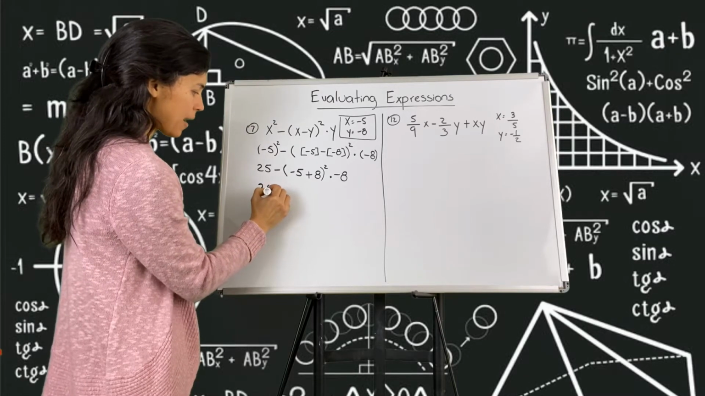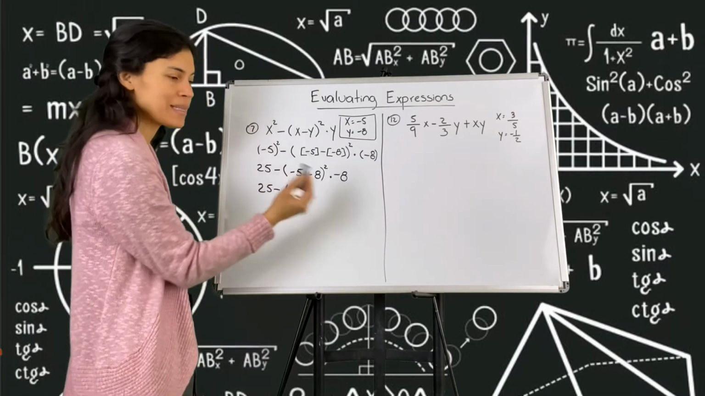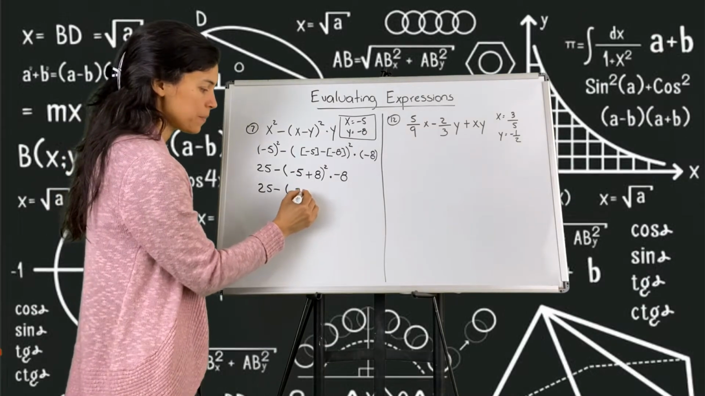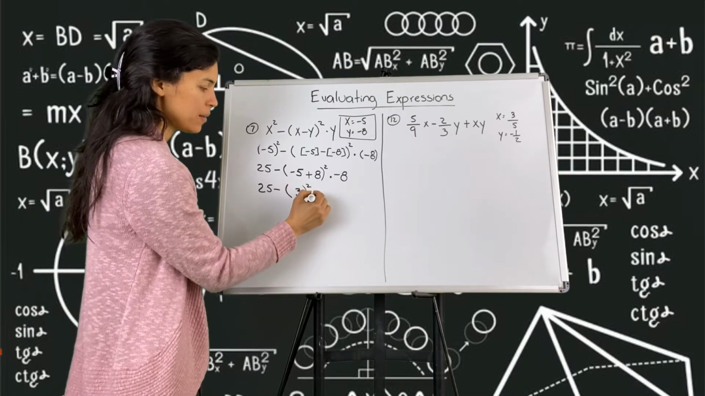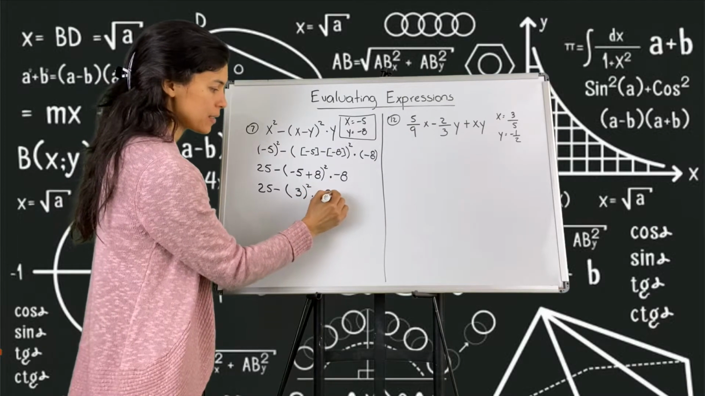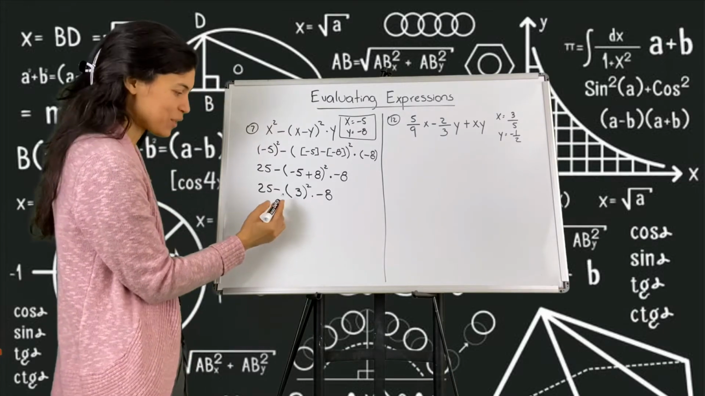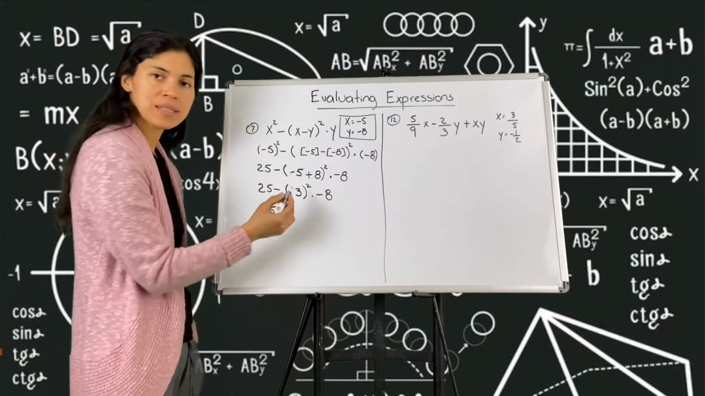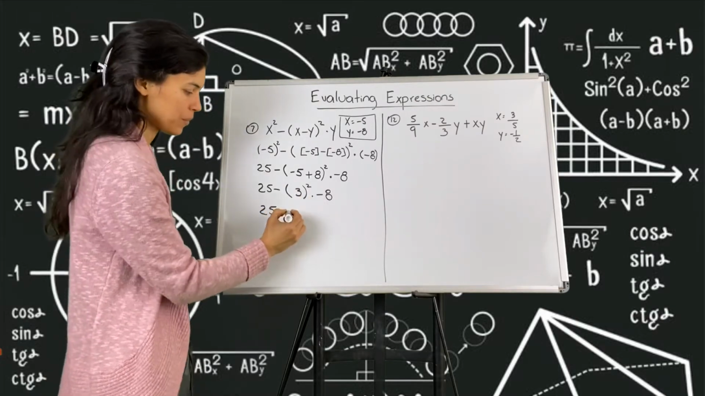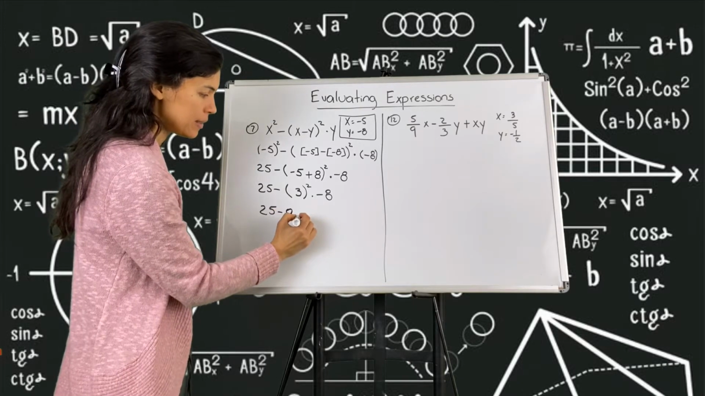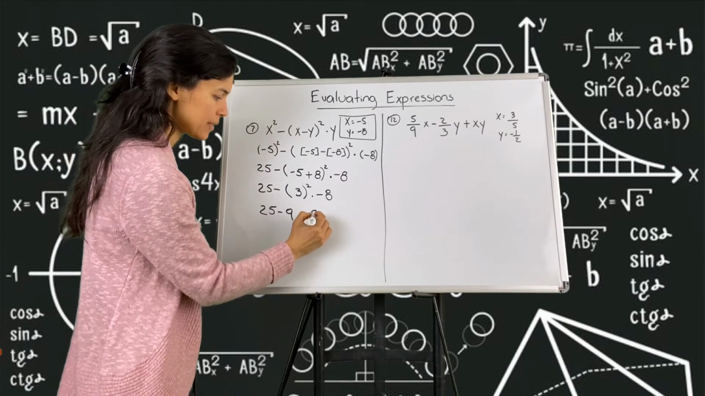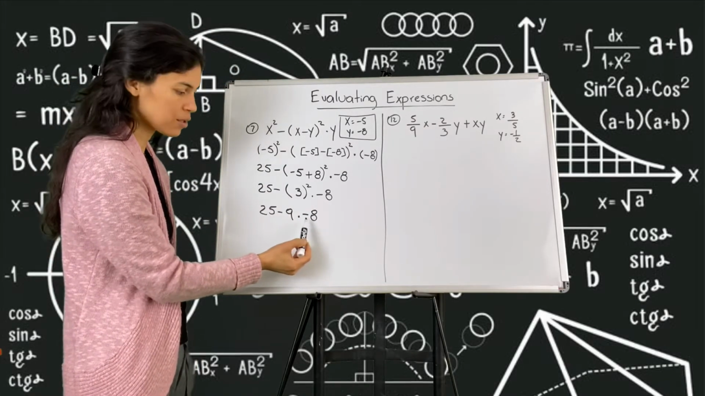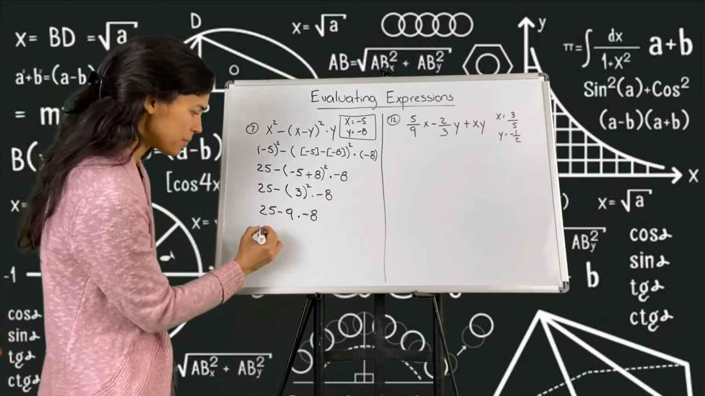Bring down this 25 minus. Let's do what is inside the parentheses. Negative 5 plus 8. That is 3 to the second power times negative 8. I still need to do the exponent now. Bring down the 25 minus 3 to the second power is 3 times 3, which is 9. And this 9 is times minus 8. I have a subtraction here and a multiplication over here. So let's do the multiplication first.